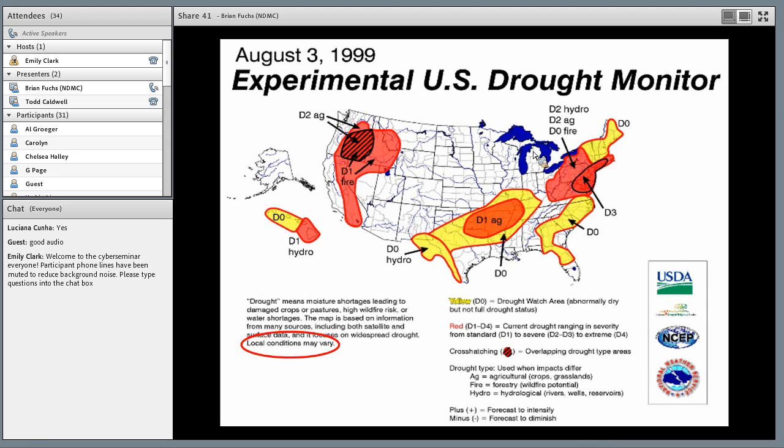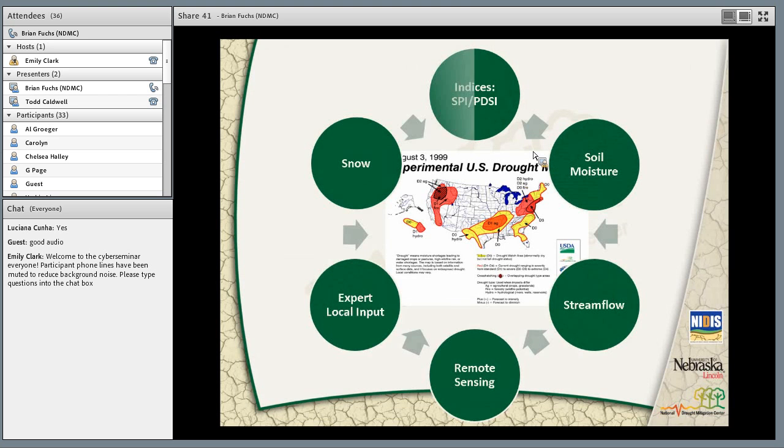Drought Monitor. As you can see, it looks very much different than the maps produced today. A lot of differences in these early maps, but it was really that first attempt at looking at a lot of different data sets and putting together a single product identifying drought.